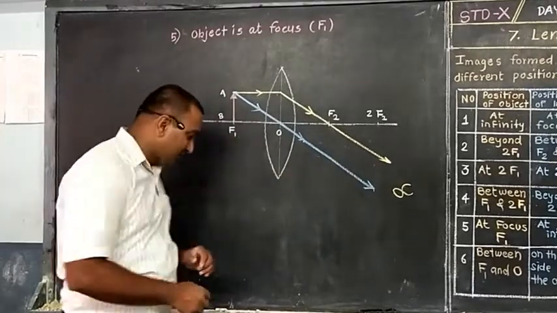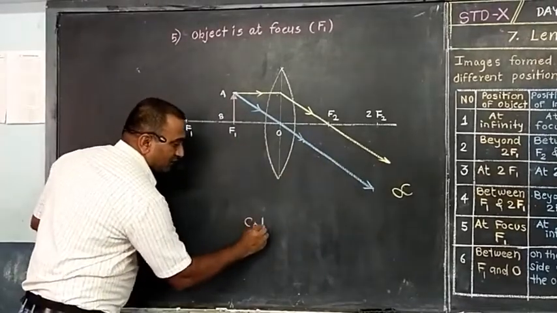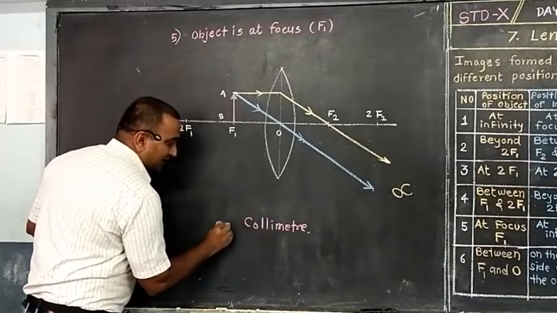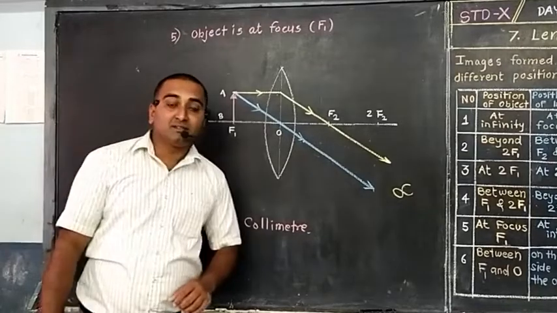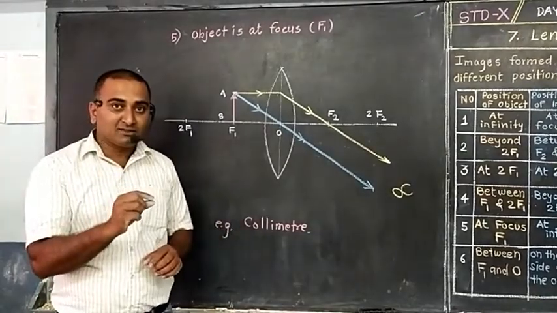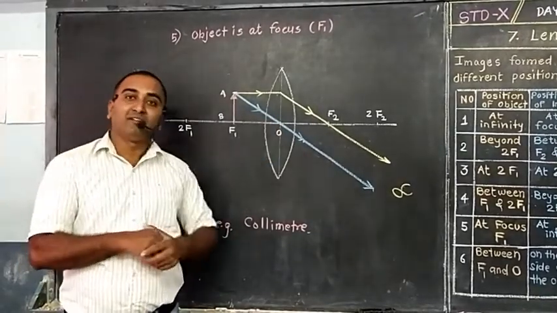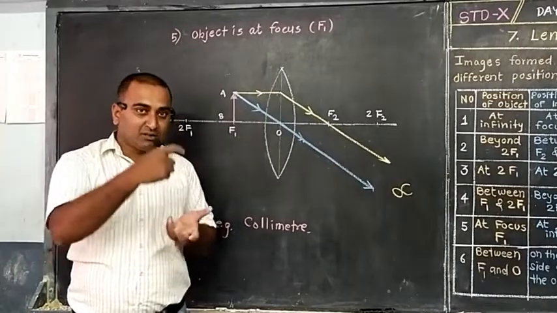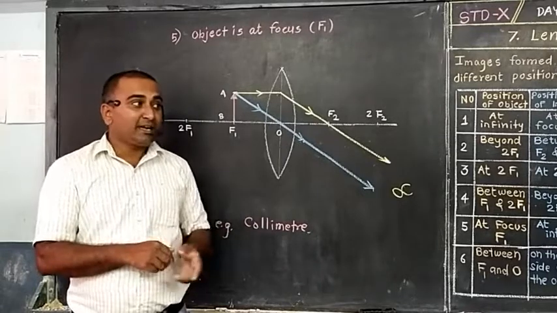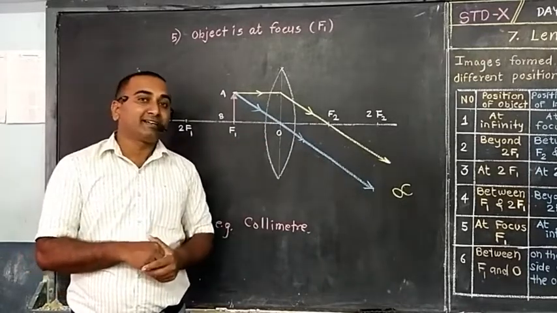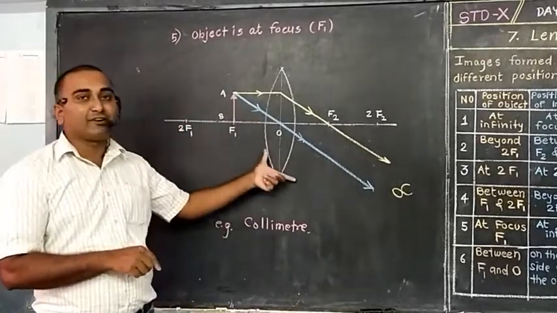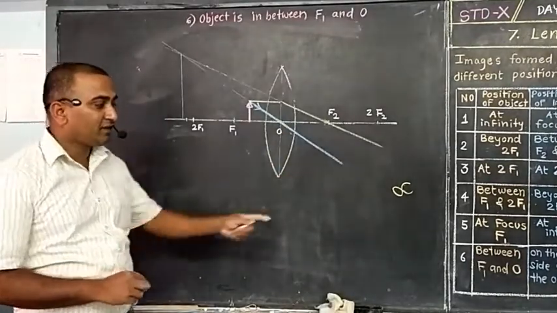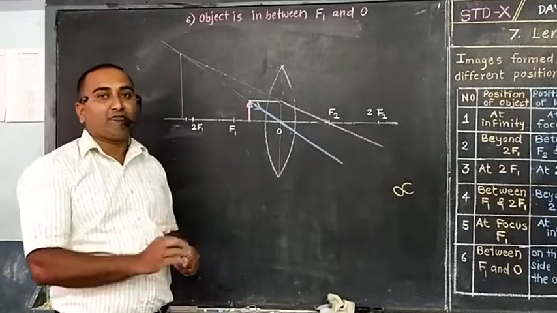This point we are using in the collimator. See, this is an example of this. Collimator means we use it to make small rays into a parallel beam. Have you seen rifles or guns, on which that machine is used to get parallel rays to get the target? We use such a kind of thing. This is the sixth point we are discussing: when object is between F1 and O.